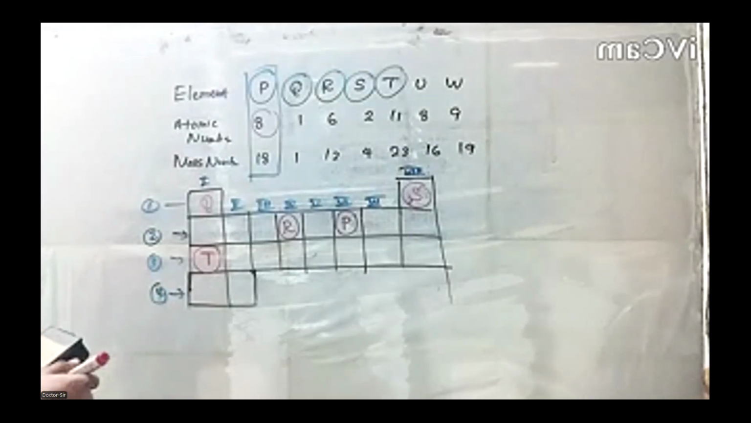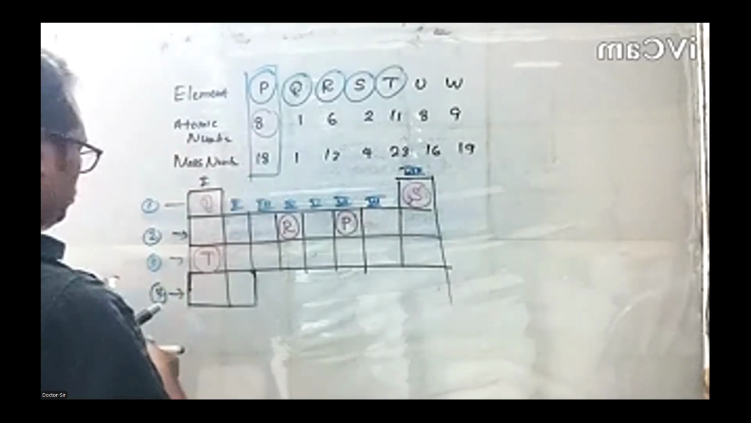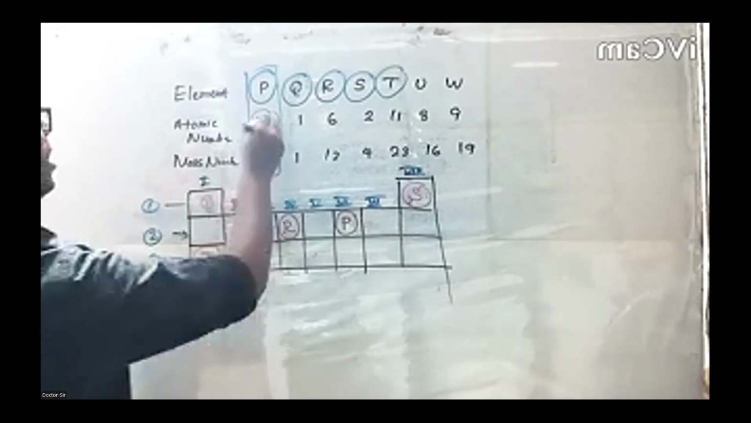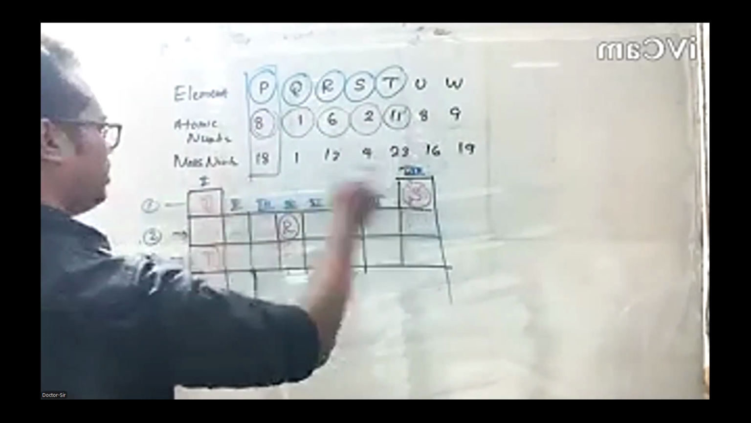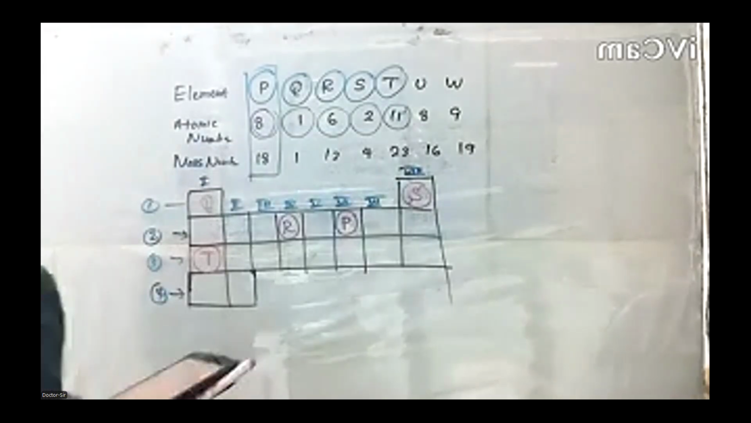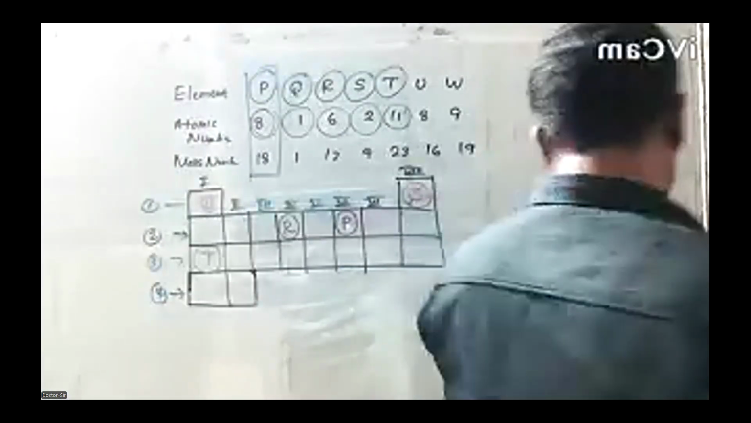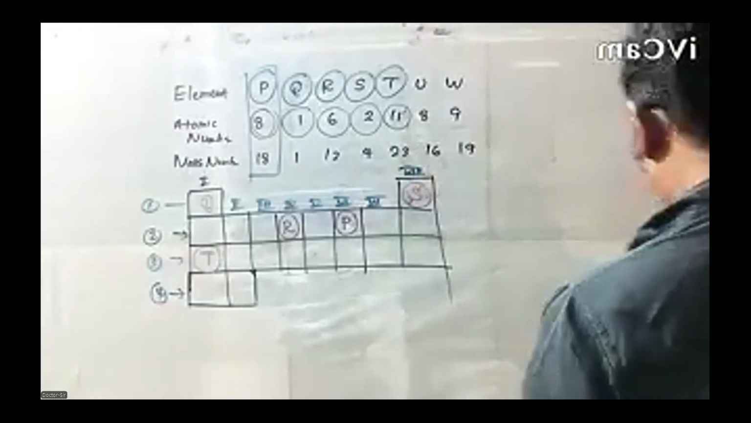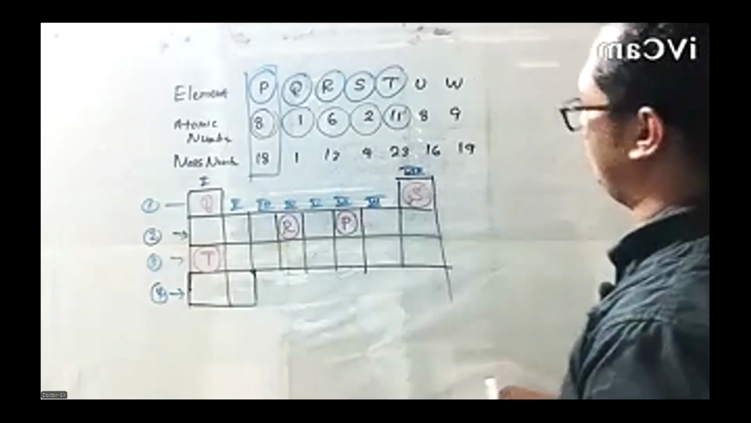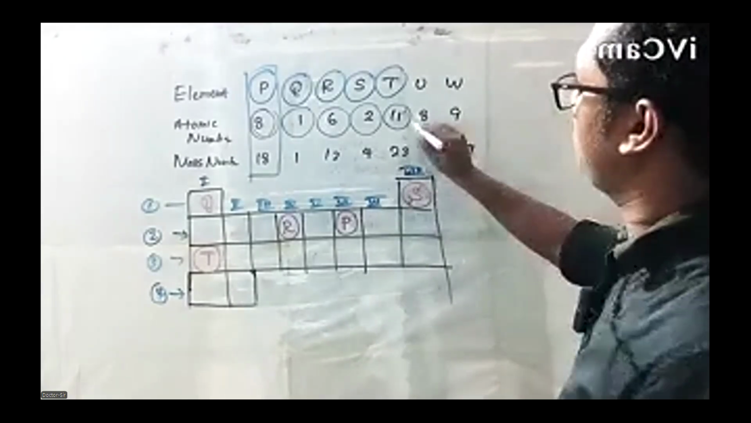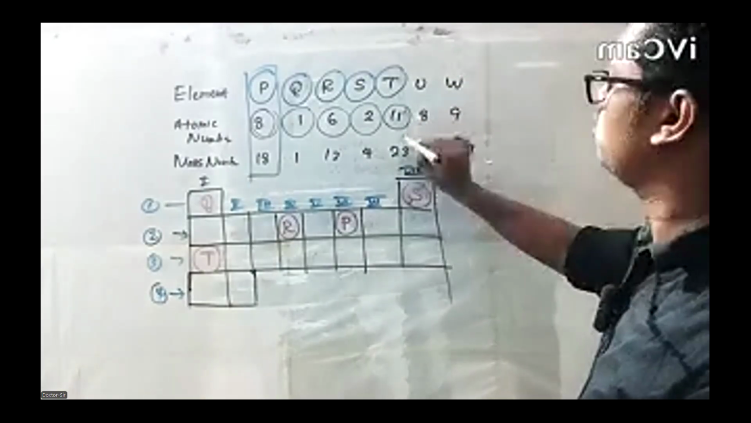So this is the way we are using the atomic number. We use the atomic numbers 8, 1, 6, 2 and 11. We counted in order and put the element. That is simple, no? Now we have to find the number of neutrons in T. For T, the atomic number is 11, so the mass number is 23.